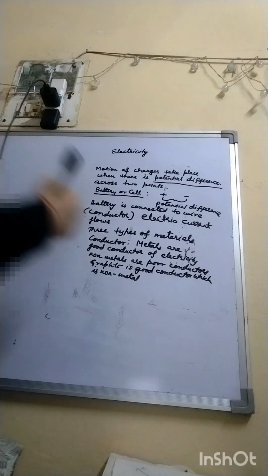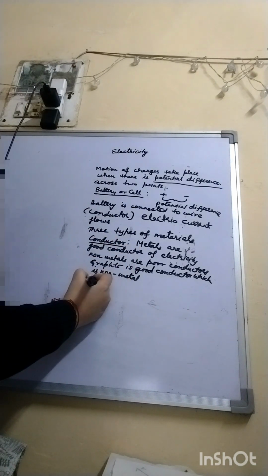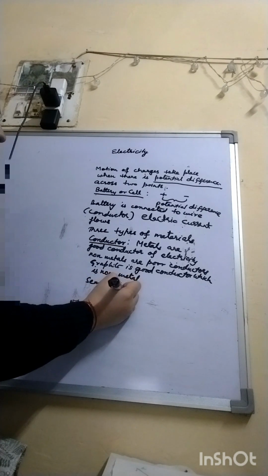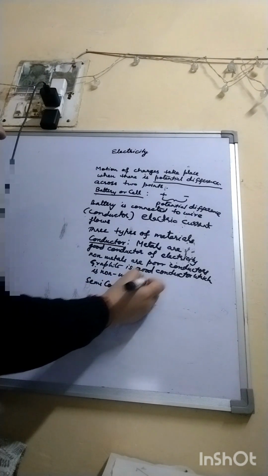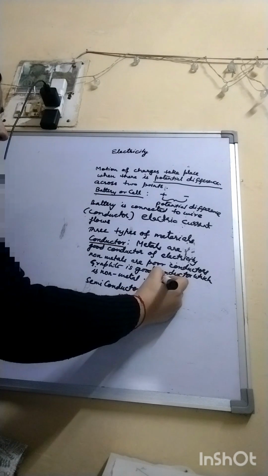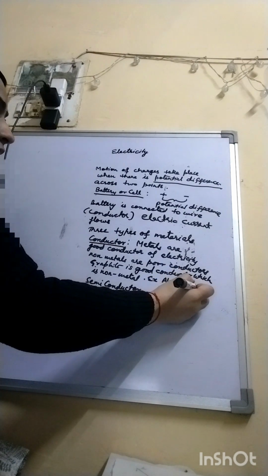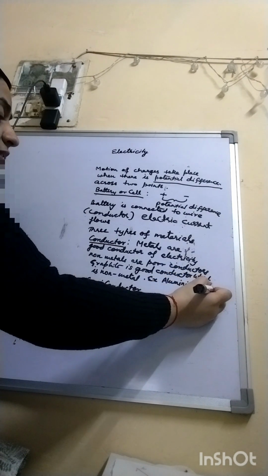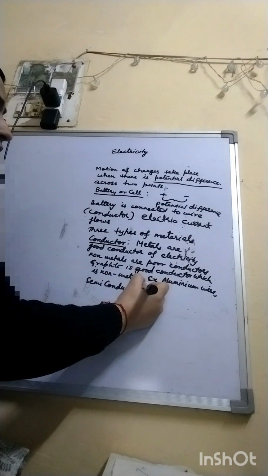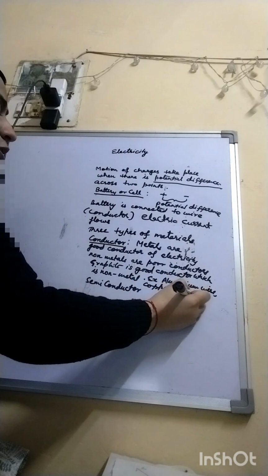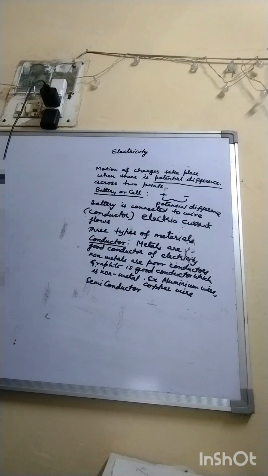So one is conductor, then you have semiconductors. Now what are semiconductors? Examples of conductors are metals, so you can say aluminium, copper wires you have seen in your daily life. Aluminium wire is a good conductor. Copper wire is also a good conductor. So these are a few examples of conductors of electricity.